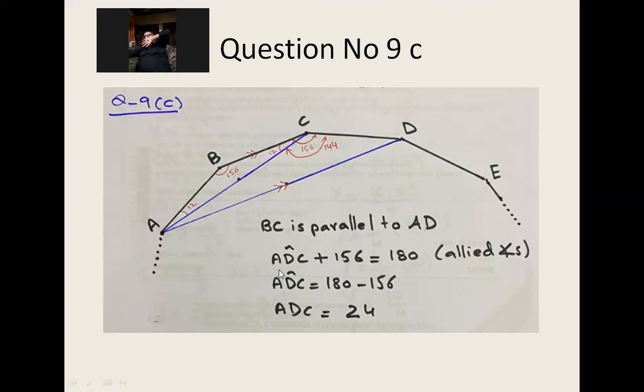So I will have ADC plus 156 equals 180. So ADC is equal to 180 minus 156. So that will be 24. So the ADC angle will be 24.